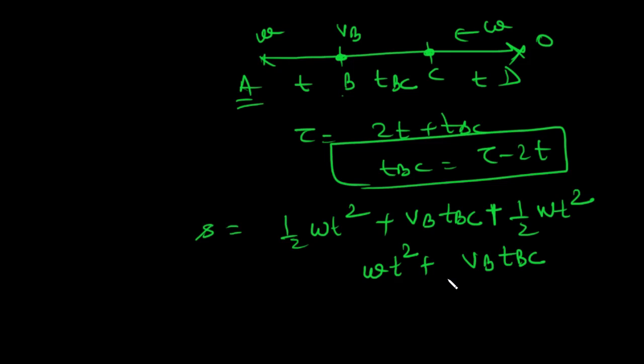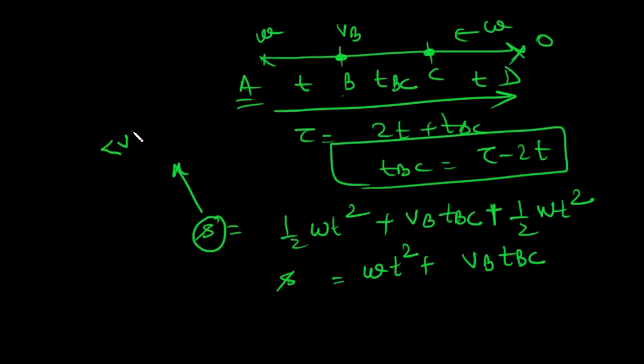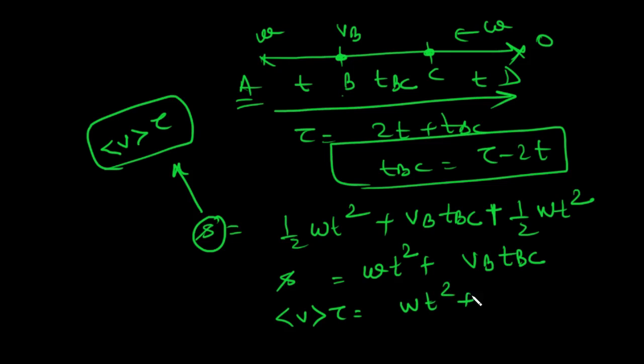Now you see this is S. This total distance is also the total displacement because the direction is only one direction. The particle has not moved back. Since direction has not changed, displacement becomes distance. So we can equate it with displacement. So we have S equal to V times tau, average velocity times total time. This would be equal to WT square plus VB times TBC.